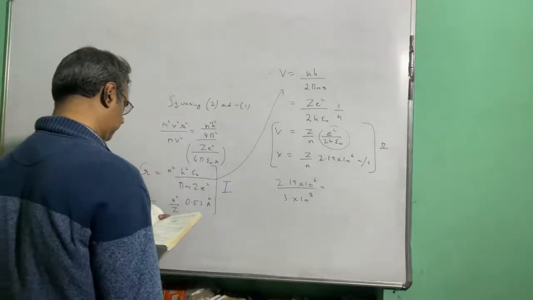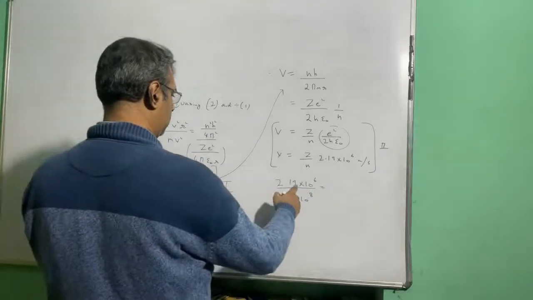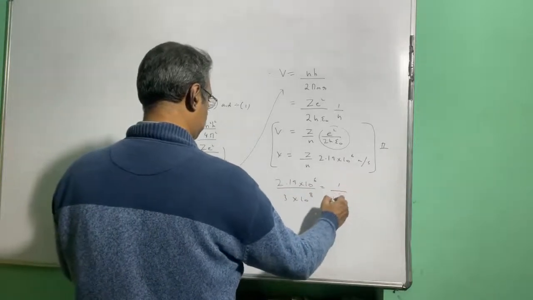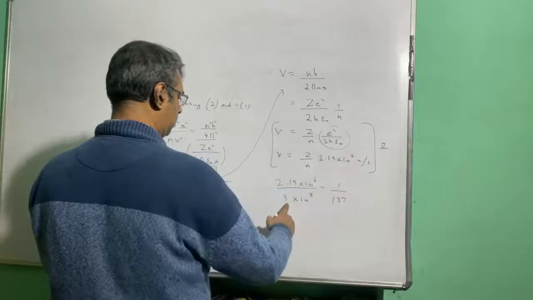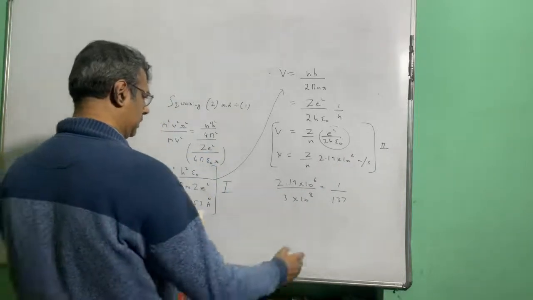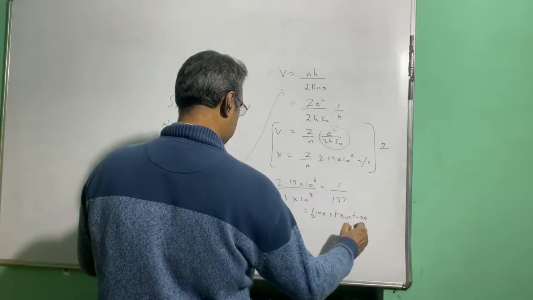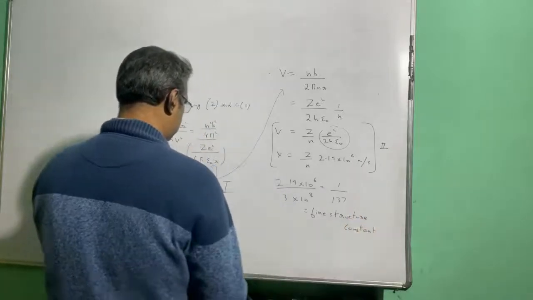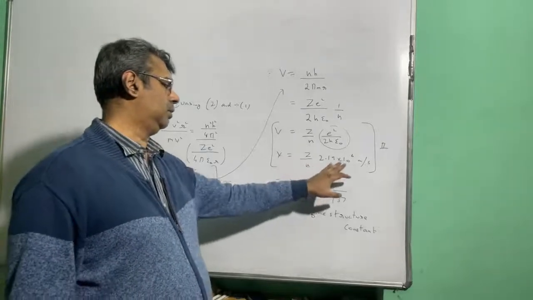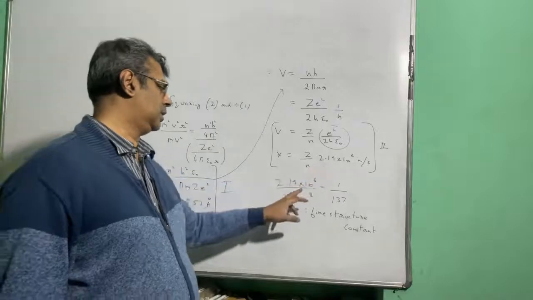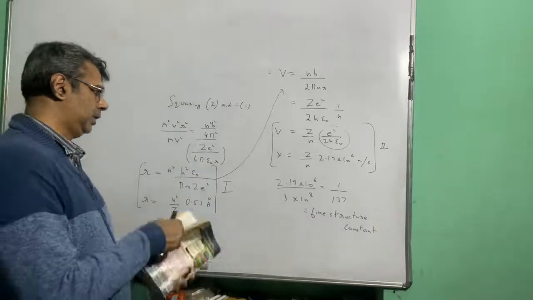Now if you write this 2.19 into 10 to the power 6 as a fraction of the speed of light, 2.19 into 10 to the power 6 by 3 into 10 to the power 8, it will come to 1 by 137, and this 1 by 137 is called the fine structure constant. So I am saying again, v is Z by n times 2.19 into 10 to the power 6 meter per second, and if you divide it by the speed of light, it will come 1 by 137. So 1 by 137 is called the fine structure constant.